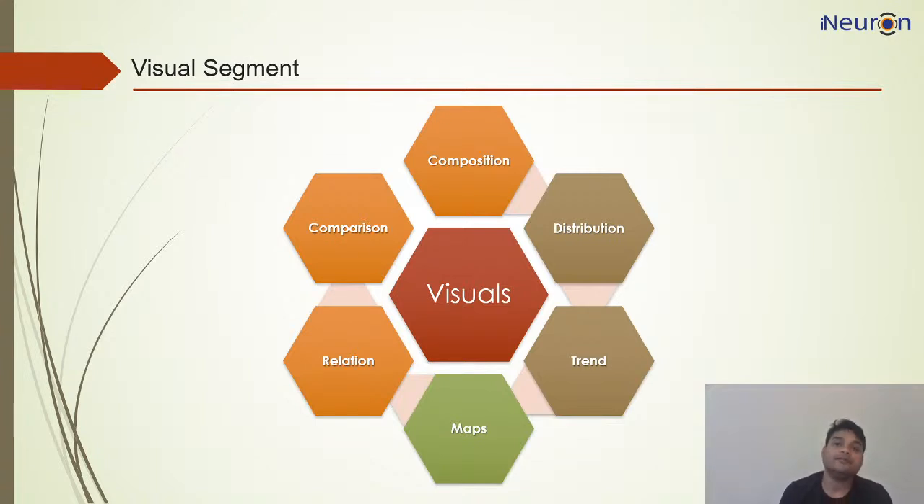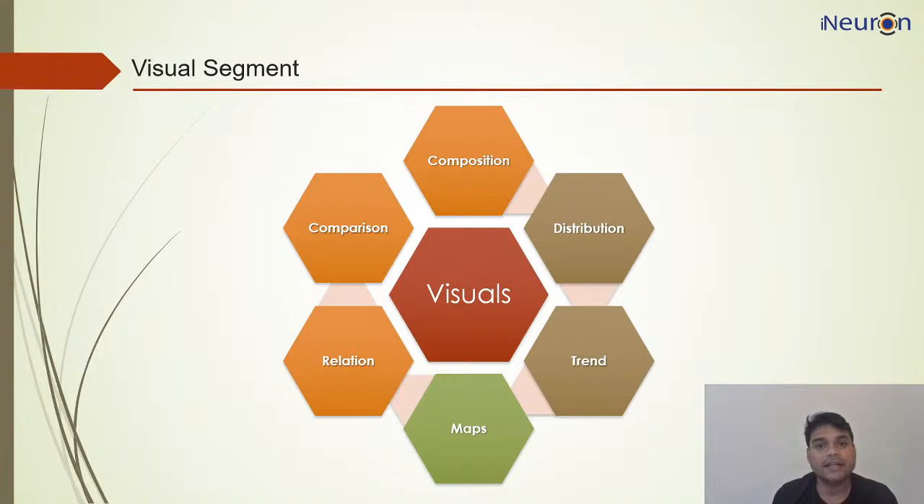So over here we have to find a relationship between sales and quantity to understand the profit. Whenever there is a relationship between two variables in your data set, we use the visuals that are related to the relation visual segment, and the best example is Scatterplot. I will show you each of the visuals today in this particular session with some hands-on examples.